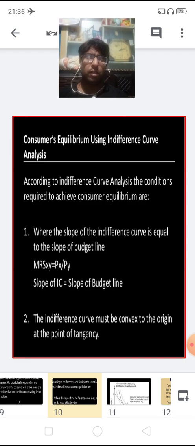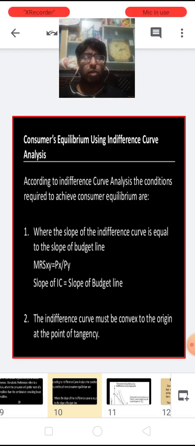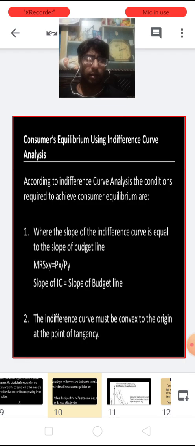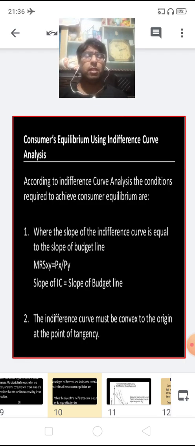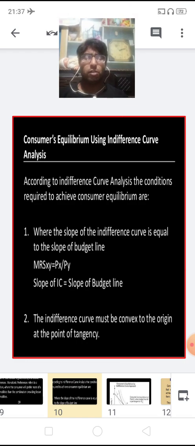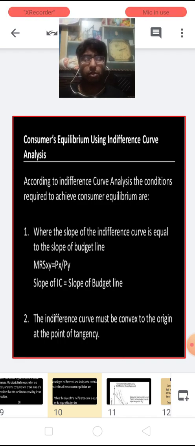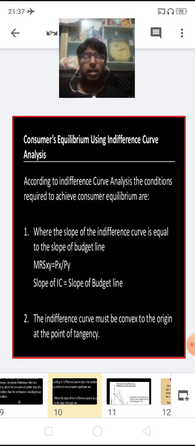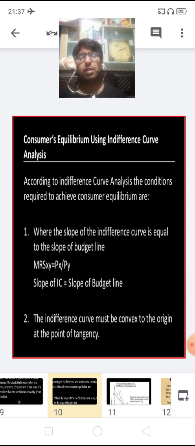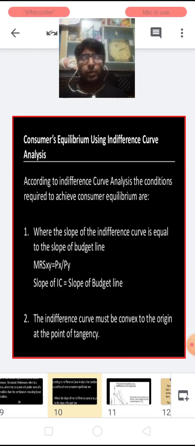So according to the indifference curve analysis, the following conditions should be satisfied to attain the consumer's equilibrium. The first condition says that the slope of the indifference curve is equal to the slope of the budget line. Children, the slope of the indifference curve is MRS XY, the marginal rate of substitution of good X and good Y, and the slope of the budget line is Px/Py. So if MRS XY is equal to Px/Py, then the consumer will be at an equilibrium position.